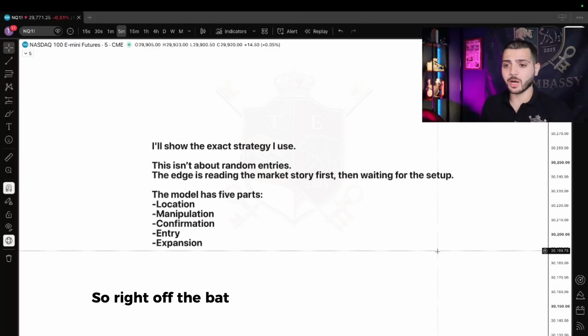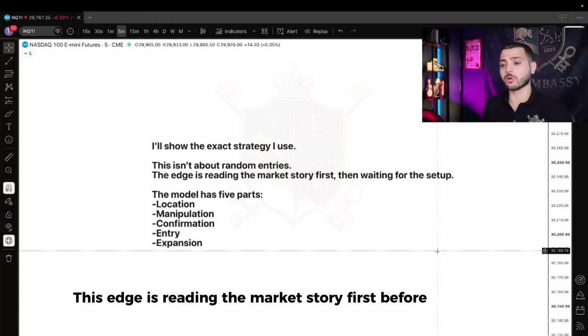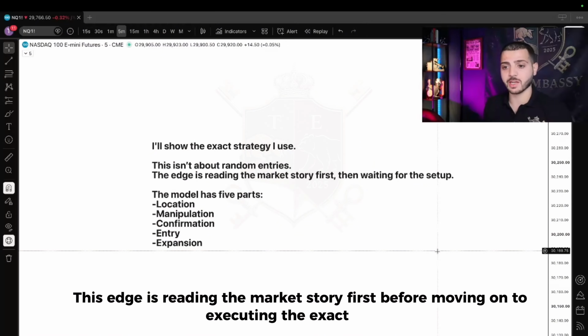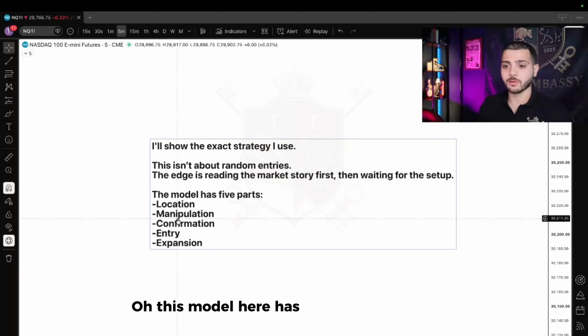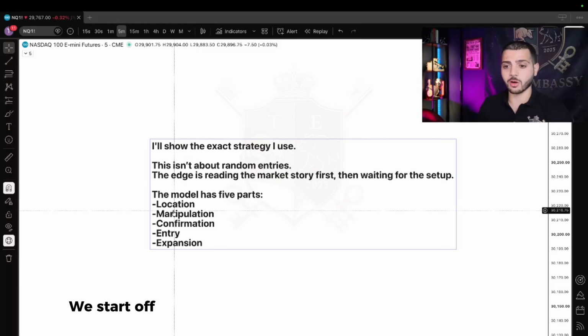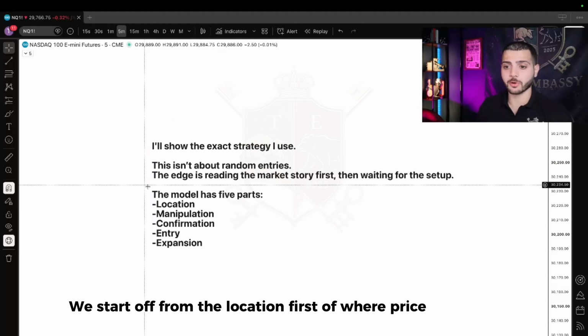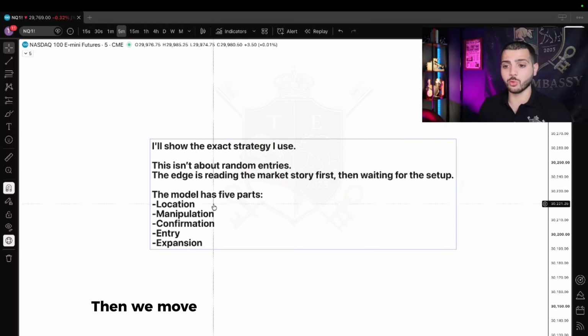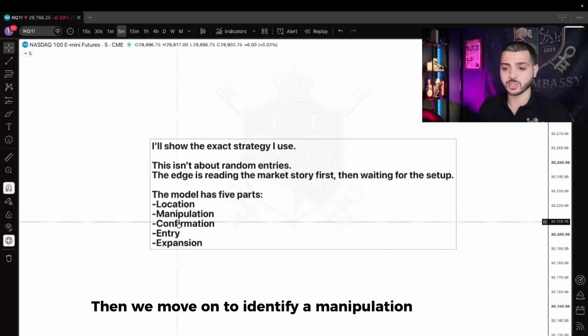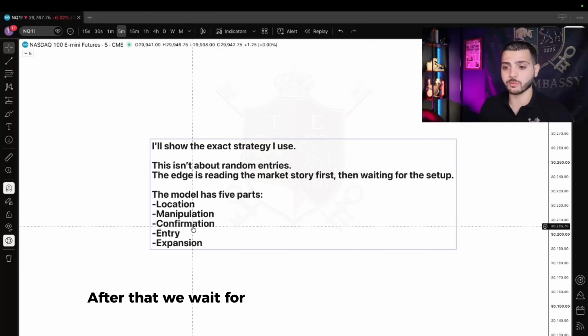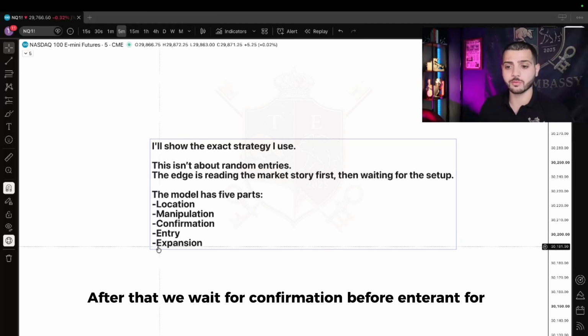Right off the bat, this isn't some random entries type of strategy. This edge is reading the market story first before moving on to executing the exact setup. This model has 5 different parts to it. We start off with the location first, of where price is currently. Then we move on to identify a manipulation that happens. After that, we wait for confirmation before entering for the expansion.